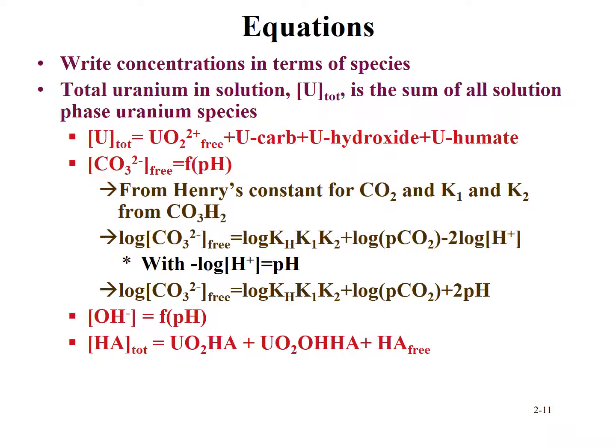And then the total amount of humic acid is equal to the different uranium species plus the amount of free humic acid. So now I have all my terms to describe the range of species that I'm going to be interested in evaluating.